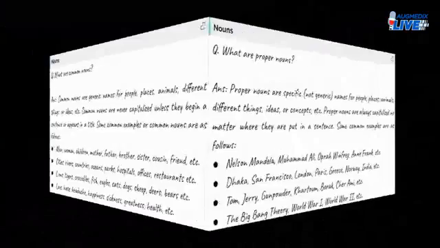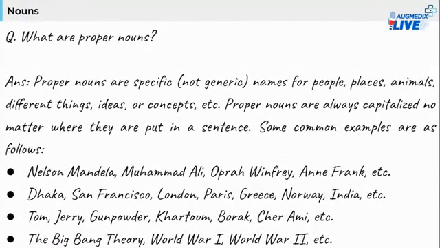Then we have proper nouns, of course. Proper nouns are specific, not generic. They are specific names for people, places, animals, different things, ideas, or concepts. Proper nouns are always capitalized no matter where they are put in a sentence. Some examples are Nelson Mandela, Muhammad Ali, Oprah Winfrey, Anne Frank, Dhaka, San Francisco, London, Paris, Greece, Norway, India, Tom, Jerry, gunpowder, Khartoum, Borak, Jeremy, the Big Bang Theory, World War I, World War II.